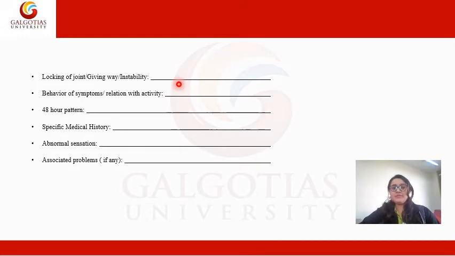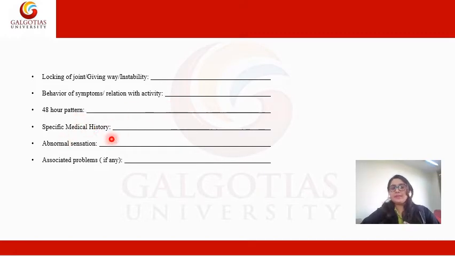Then we have behavior of symptoms or relation with activity. In this we need to write what activity. It is more or less similar to aggravating factors, what activities are actually increasing the pain of the patient. Then we have 48-hour pattern. 48-hour pattern means when the patient has come to the department for a particular kind of treatment, since the last 48 hours has the pain increased or decreased. So if the patient says, I have come to you, doctor, today, and since the last 48 hours my pain has increased, just document it.